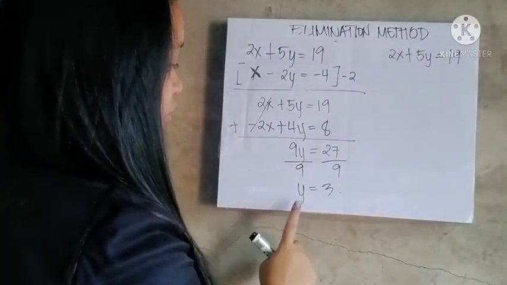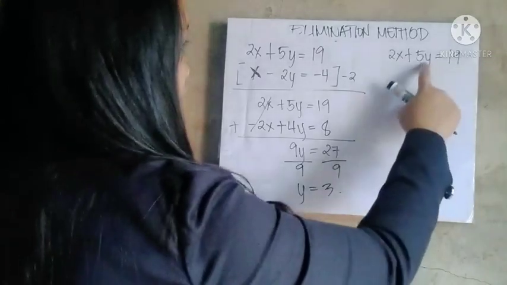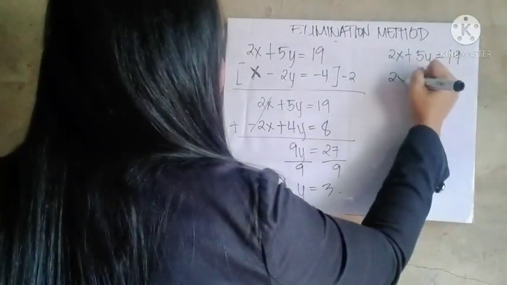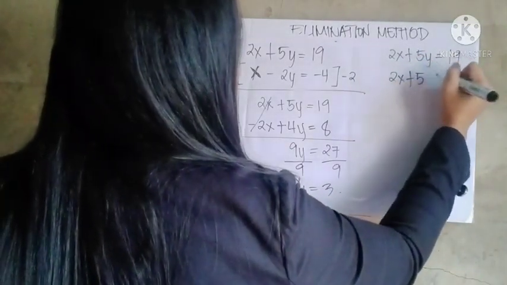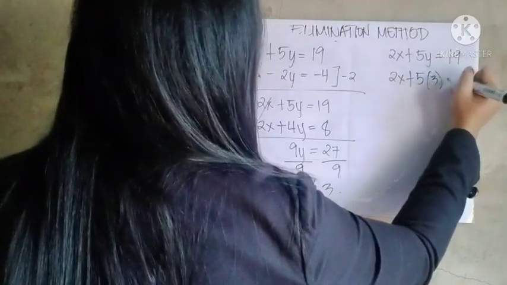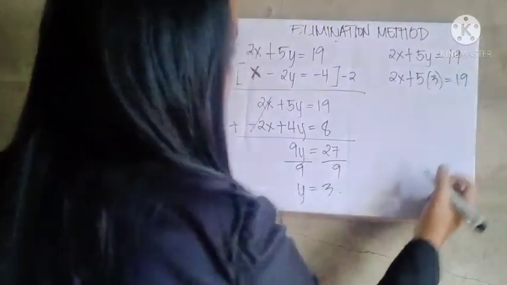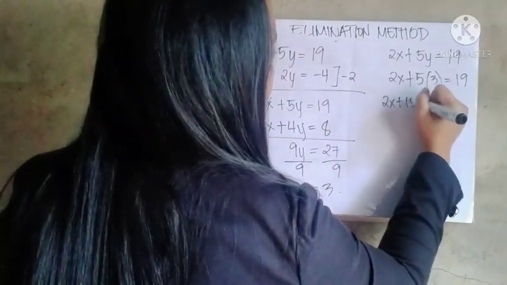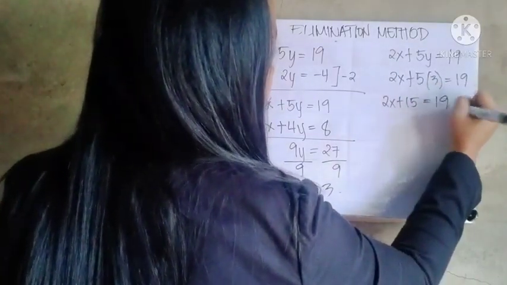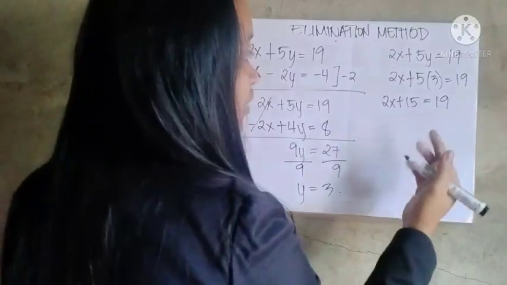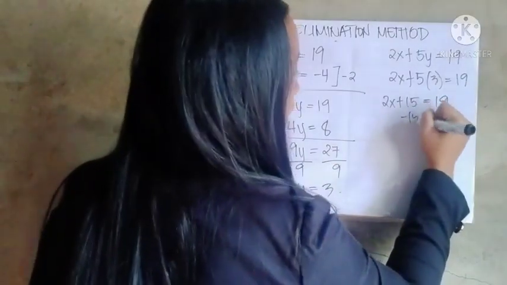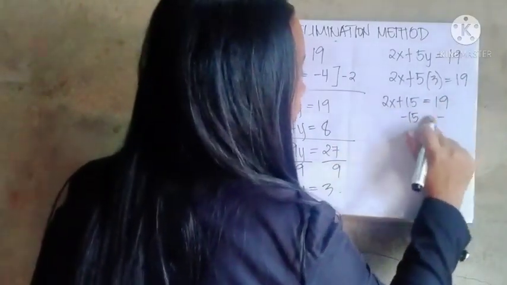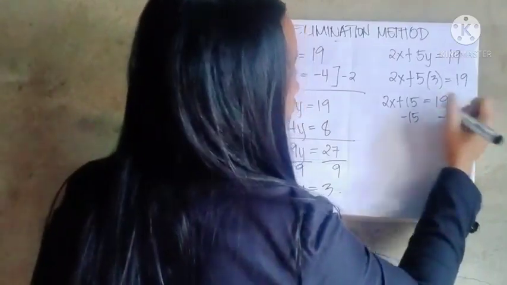So, substitute y into this equation. 2x plus 5 times 3 is equal to 19. So 2x plus 15 is equal to 19. Subtract both sides by 15. Cancel this out.